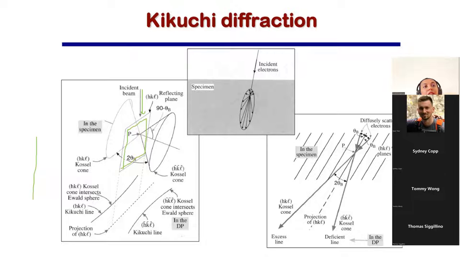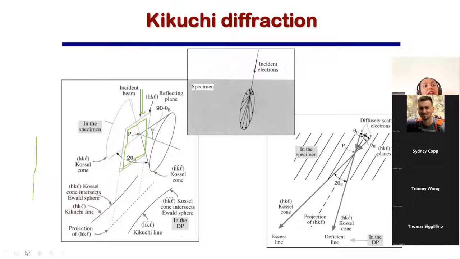Here I want to say that this Kossel cone is nothing but a plane. In a very broad way, you can call it a thickness, or a kind of geometrical figure, which they have represented by a cone, which represents the plane HKL value. And this tries to intersect with your Ewald sphere here. And when it intersects the Ewald sphere, it gives the Kikuchi line.